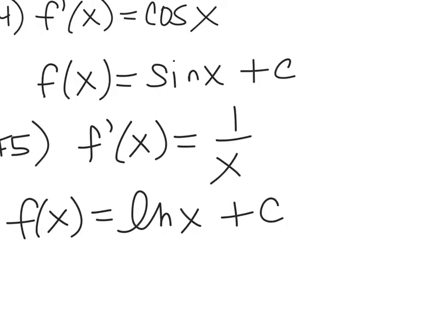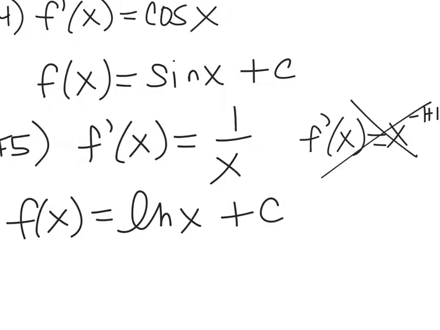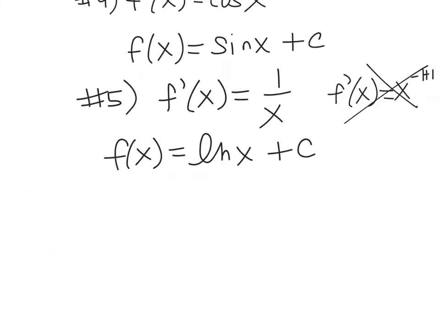When I couldn't figure these out, I would change this to x to the -1, because that's the same thing. And I would try to do the power rule by adding 1, and I would get x to the 0. So I know that's not going to work. So then I think something else has to work, and I go, oh, duh, natural log. Okay? So that's another way to try it.